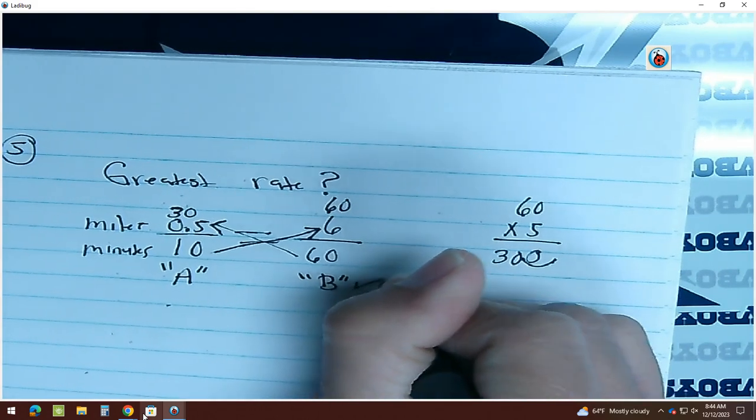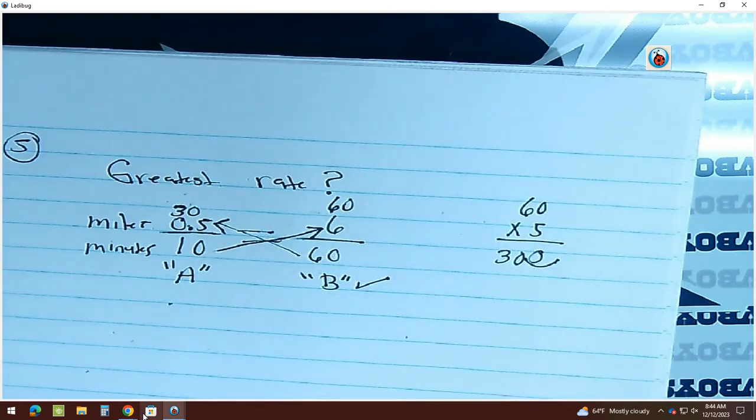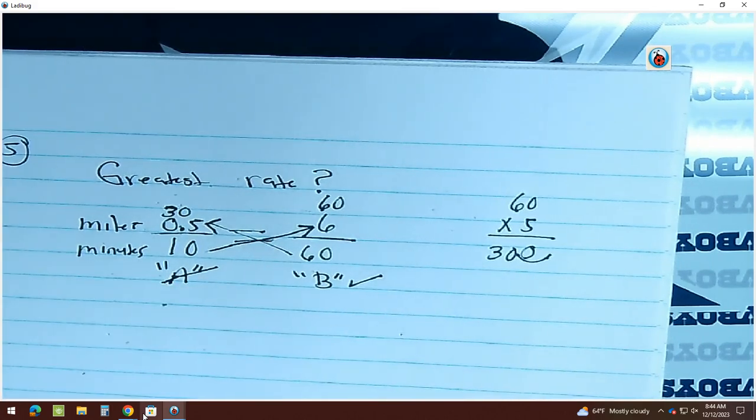So right now B is winning, so I'm going to put a check. But now I need to get B against who? Huh? C. Why would you want to get B against A? We already did that one. A is gone. A is not the answer.